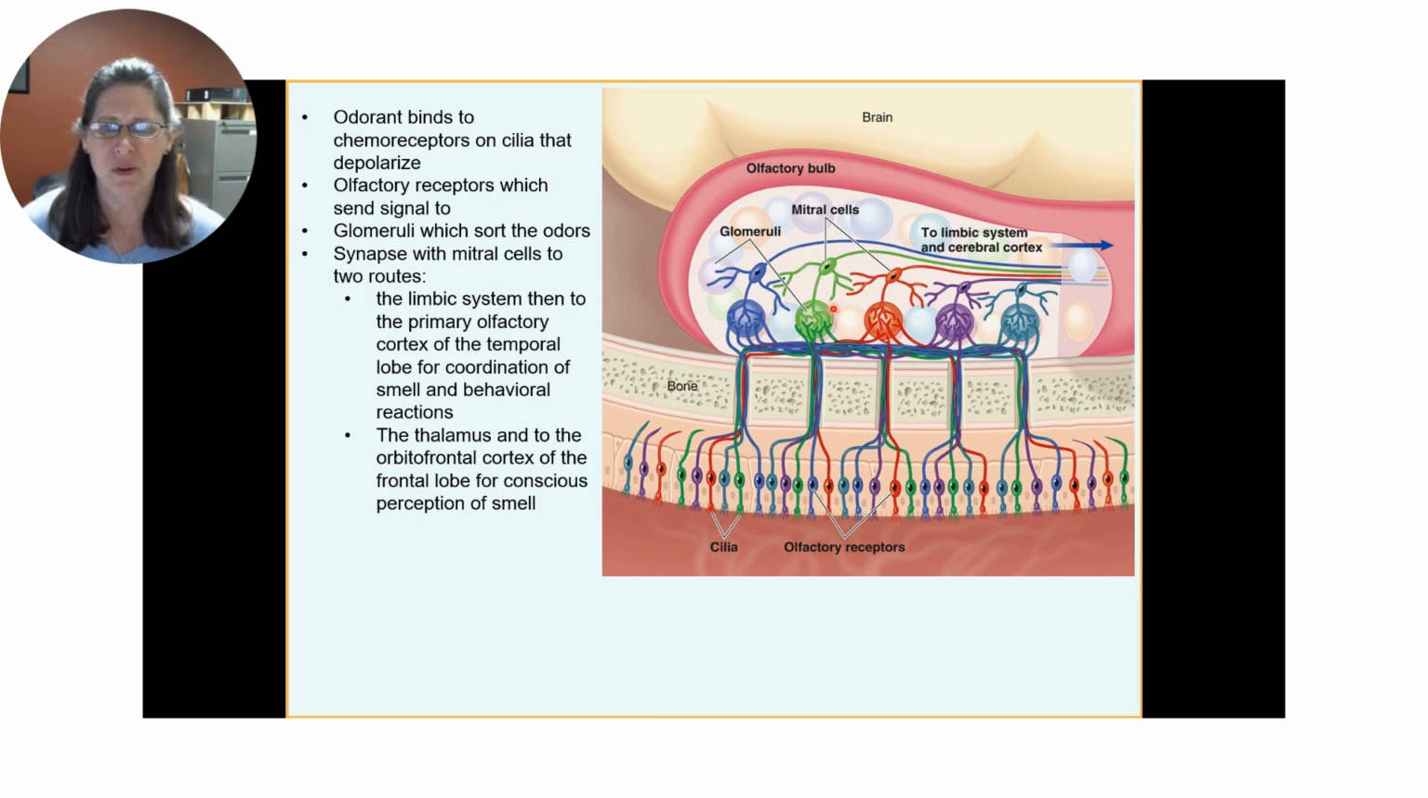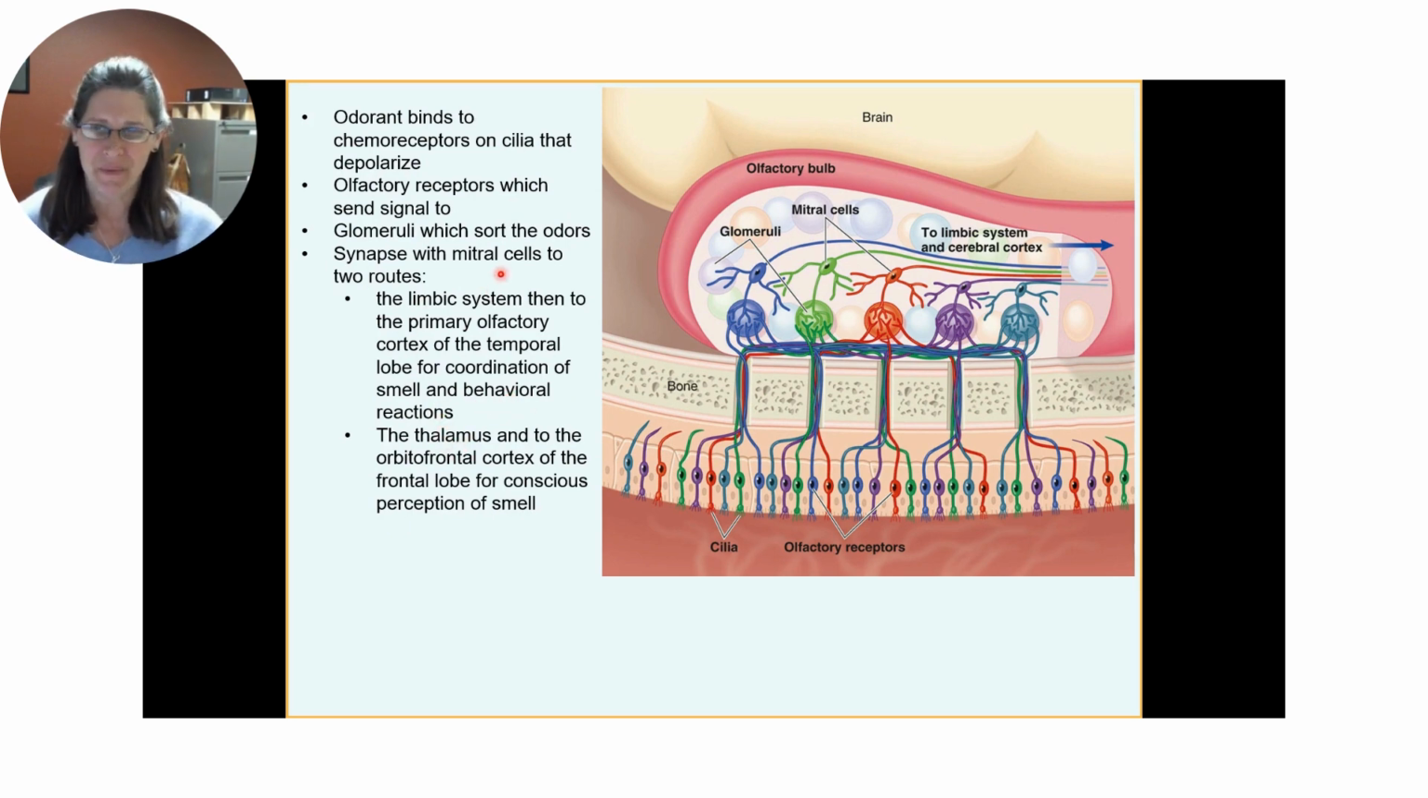So certain smells go to a certain glomerulus, which will then stimulate one of these mitral cells, which then helps to form the olfactory nerve. So if the action potential goes on here, then after the mitral cells, we can have two routes. One route goes through the limbic system and then to the primary olfactory cortex of the temporal lobe. And that's where the temporal lobe can coordinate that smell with behavioral reactions. I'll leave it up to your imagination what a behavioral reaction might be.